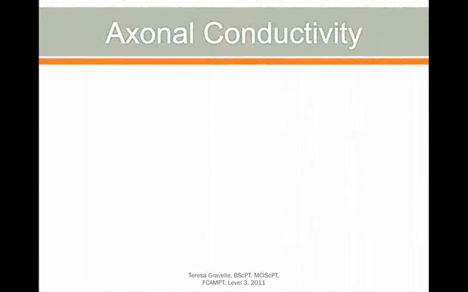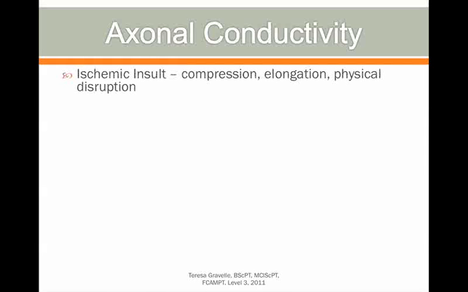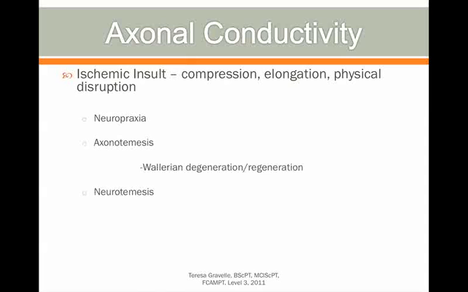We're now going to look at axonal conductivity. If you have an ischemic insult, it will result in a nerve injury. And an ischemic insult can happen after prolonged compression, elongation, or even just a complete physical disruption of the nerve.